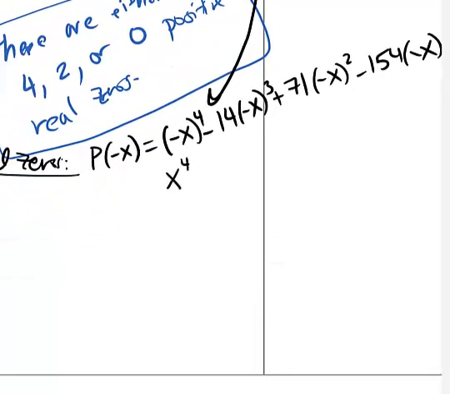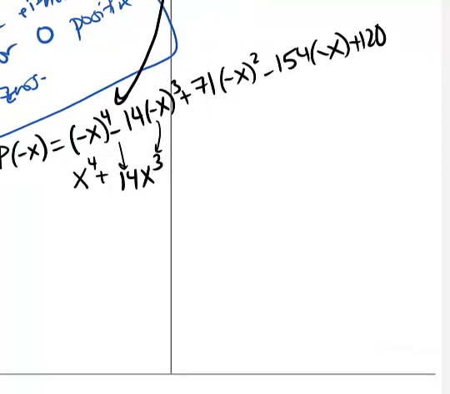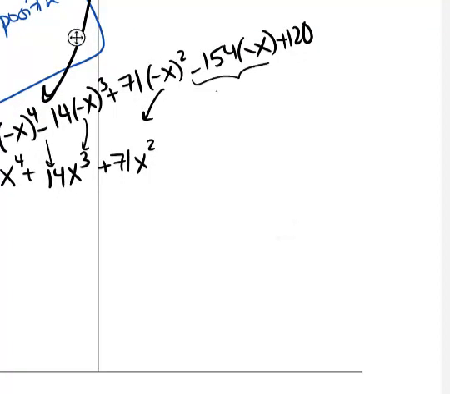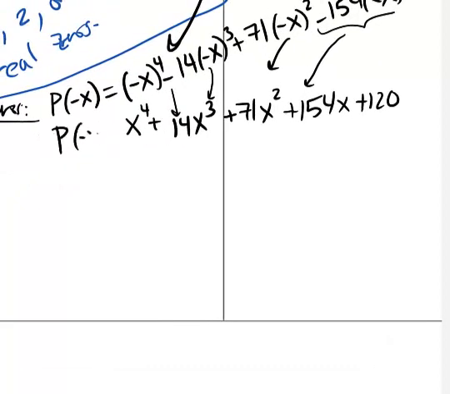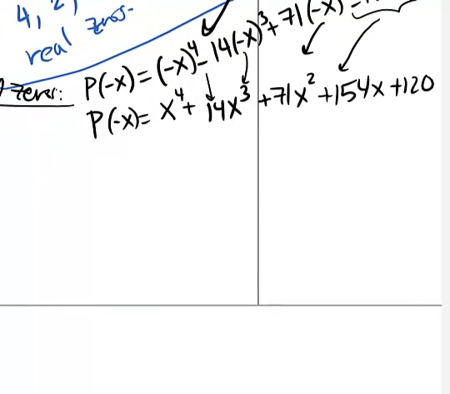So let's simplify that. Any even power is going to make the negative disappear. But this odd power keeps the negative, but that negative along with the negative in front makes it positive. The next term makes the negative disappear because it's a square. A square and a negative cancels it out. These two negatives make a positive. X plus 120. So that's p of negative x, or f of negative x, whatever the function's called.